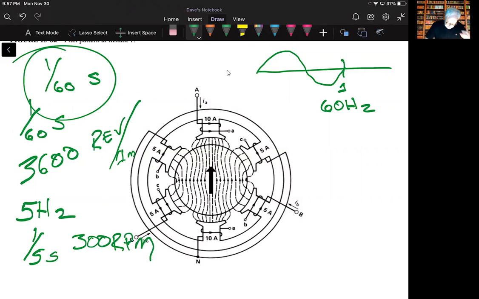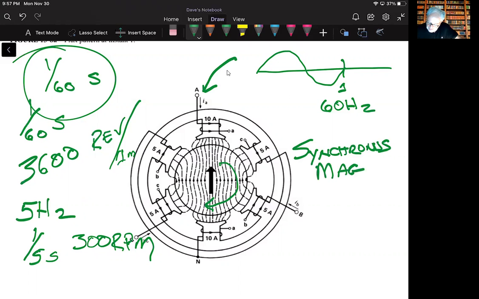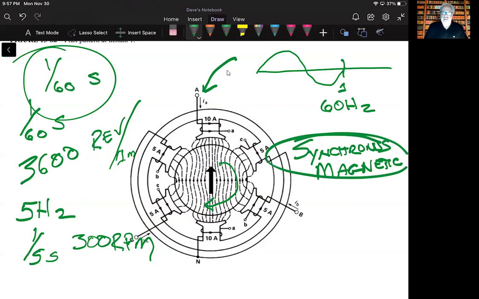Okay? Now, he says because the speed of the rotating field is necessarily synchronized with the frequency of the source, the speed of this field is synchronized with the frequency of the source that's supplying the voltage, ultimately the current, and then the magnetic flux. We say that it is the synchronous speed, okay? So the speed of the magnetic field is defined as the synchronous speed of an AC machine.